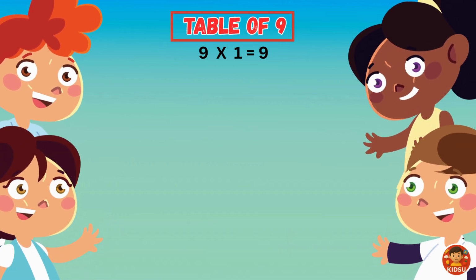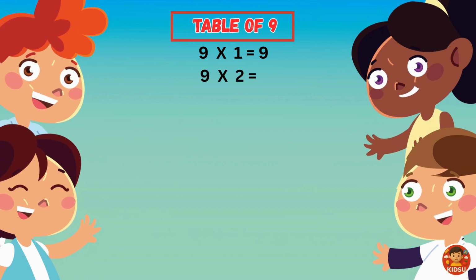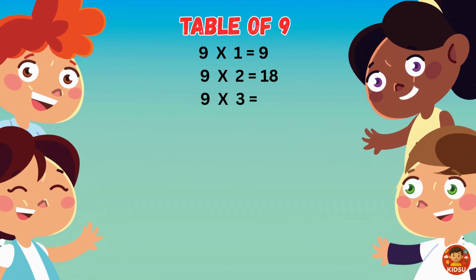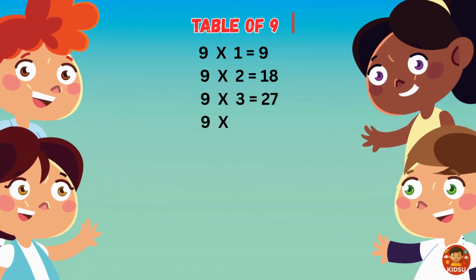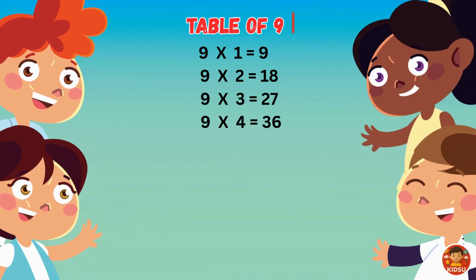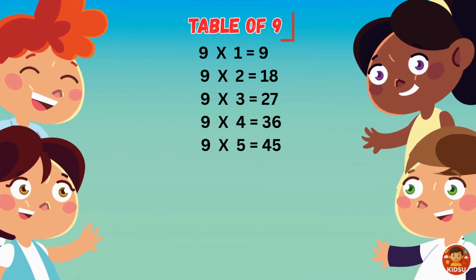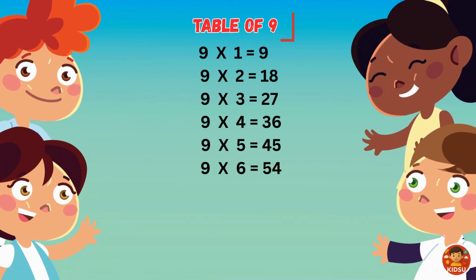9 ones are 9. 9 twos are 18. 9 threes are 27. 9 fours are 36. 9 fives are 45. 9 sixes are 54.